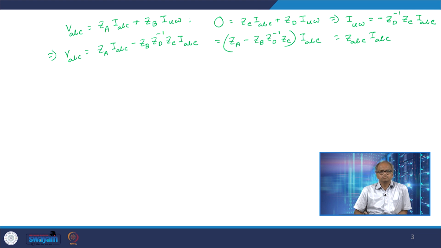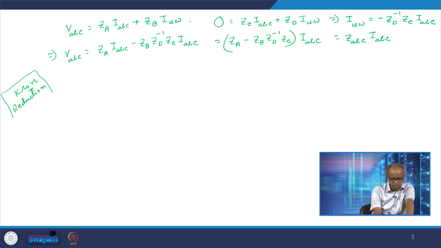this particular technique has a very specific name. This is called the Kron reduction technique. This is a very easy but very powerful and very widely used technique. So of course ZABC is ZA.